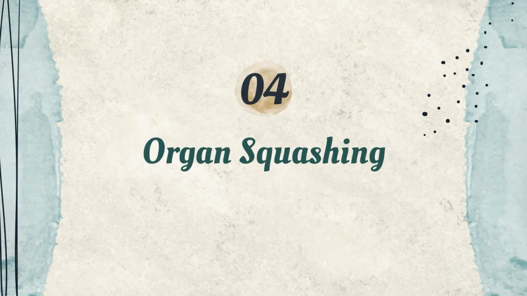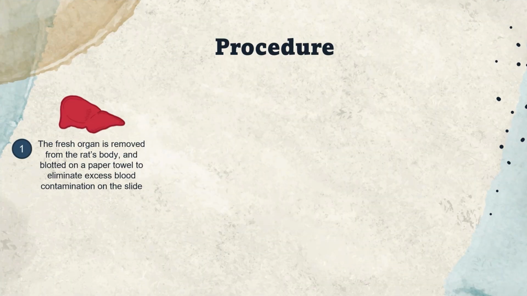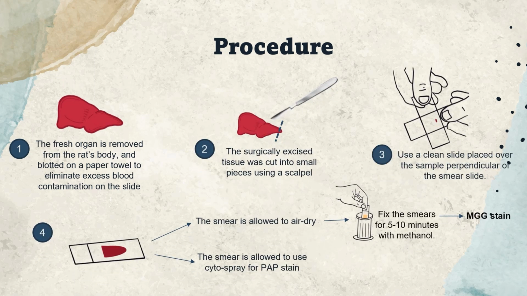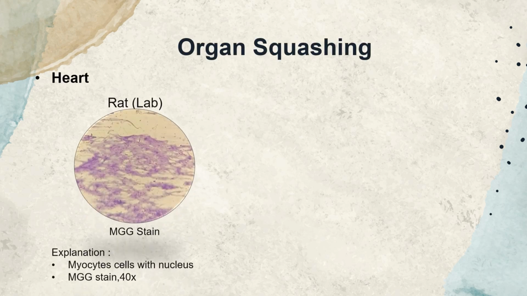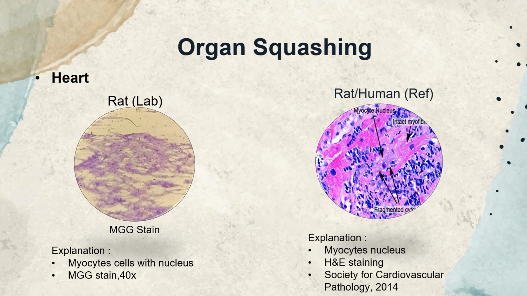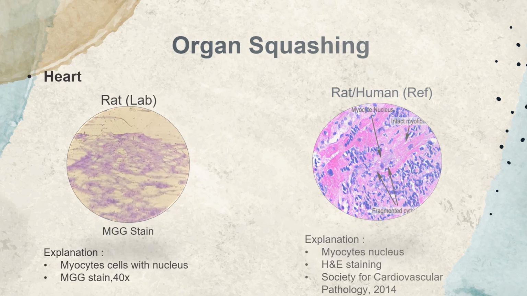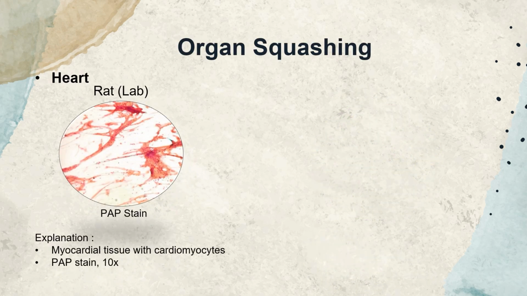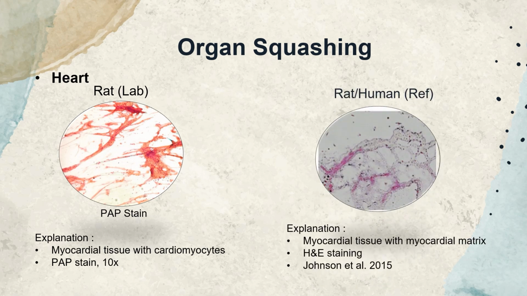Next is organ squashing. These are the procedures for organ squashing. For rat's heart squashing, it shows myocyte cells with nucleus. The picture is taken by using MGG stain under 40 times. Reference also shows presence of myocytes nucleus using H&E staining. For CAP staining under 10 times, the myocardial tissue with cardiomyocytes can be observed as compared to reference in which the myocardial tissue with myocardial matrix can be seen using H&E staining.